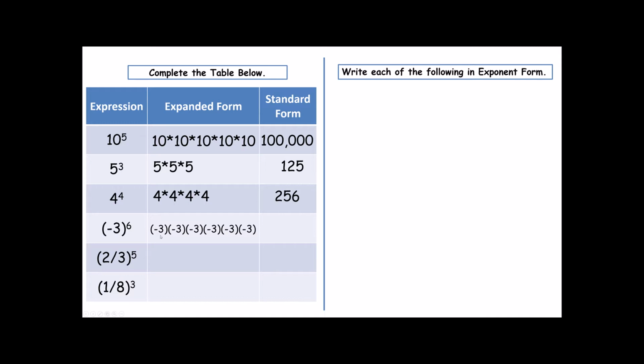That's 6 negative 3s. 3 times 3 is 9, times 3 is 27, times 3 is 81, times 3 is 243, times 3 is 729.